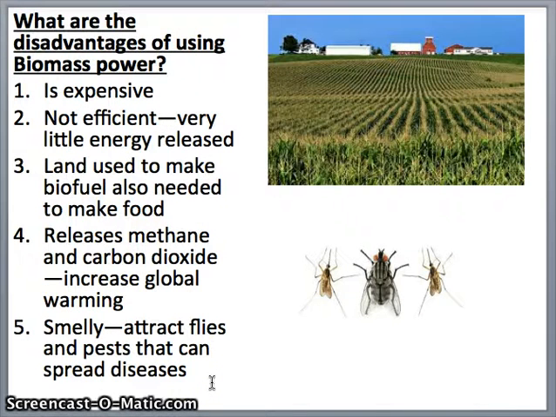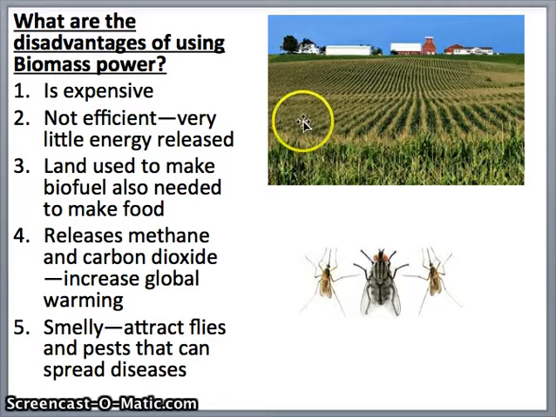Now let's talk about the disadvantages of using biomass power. First of all, it's very expensive and not efficient. There's very little energy release. So to release the same amount of energy for a car, for instance, to run, you would need a lot more biofuel in order to make that same car run.